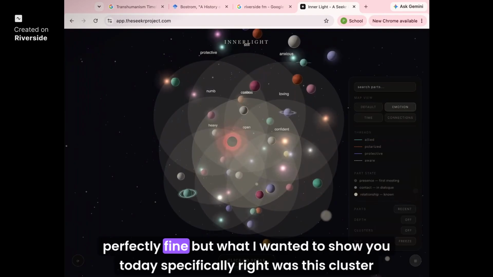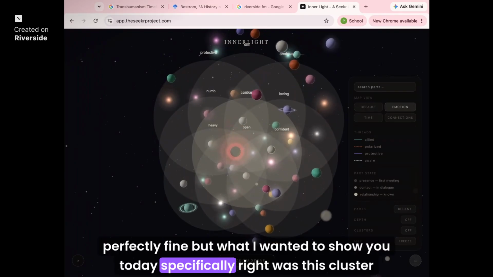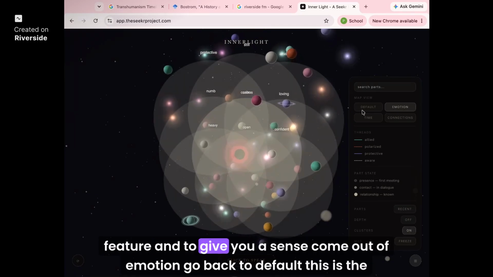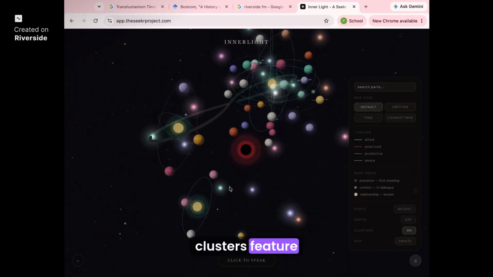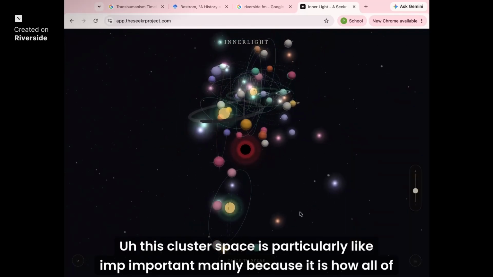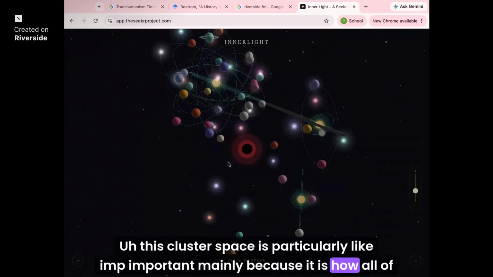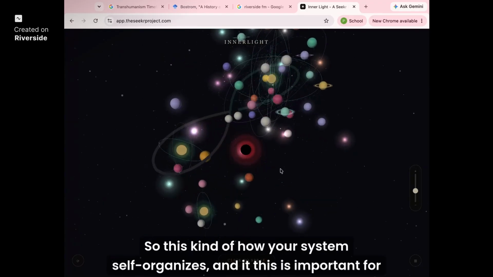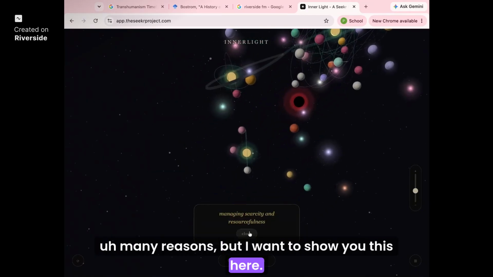That's perfectly fine. But what I wanted to show you today specifically was this cluster feature. To give you a sense, I'll come out of emotion and go back to default. This is the clusters feature. This cluster space is particularly important mainly because it is how all of these parts organize. This is how your system self-organizes. This is important for many reasons, but I want to show you this here.